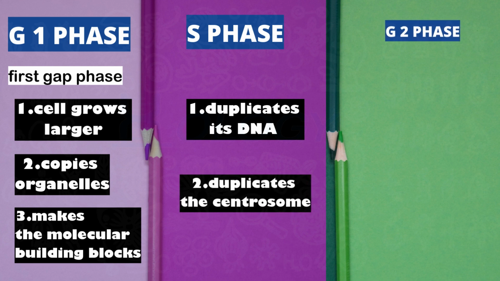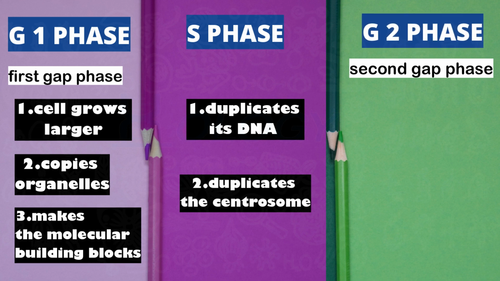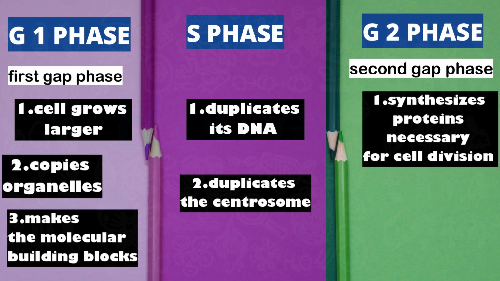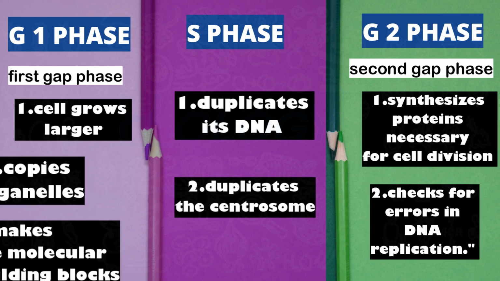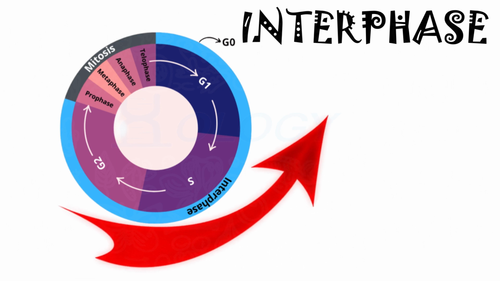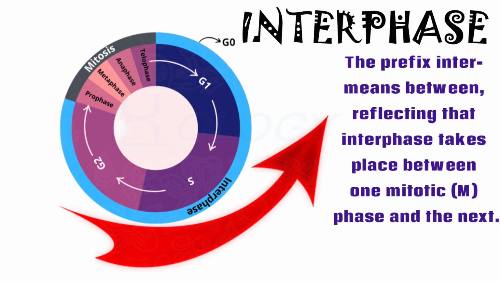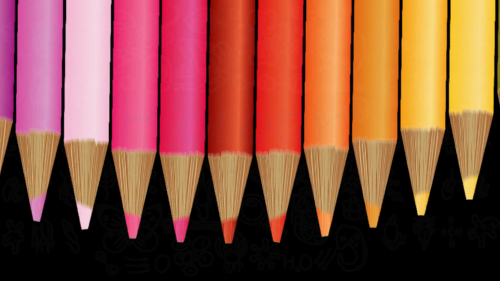During the second gap phase, or G2 phase, the cell continues to grow and prepare for the next phase. It synthesizes proteins necessary for cell division and checks for errors in DNA replication. The G1, S, and G2 phases together are known as interphase. The prefix inter means between, reflecting that interphase takes place between one mitotic phase and the next.